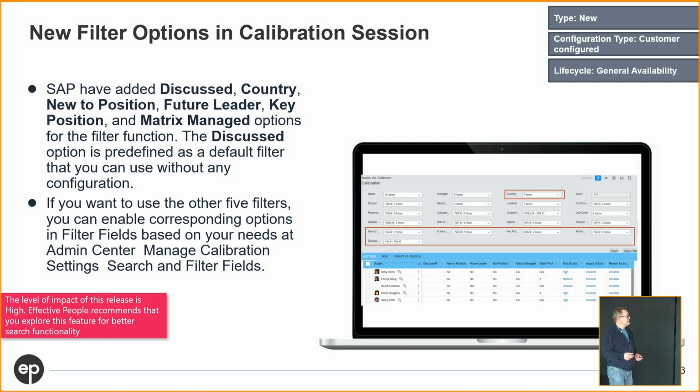Then there are 5 new filters: country, new to position, future leader, key position, and matrix managed. Those of you who are using some of these fields in the employee profile know that they are standard elements that can be used, and you can manually fill them in, or you can have an integration that will fill some data into those. Just remember that the key position here, and new to position, is not related to the position object directly. That is a standard element that you can enter information in, and then you will have it available as a filter. And of course, that could give a better experience when you are using calibration.